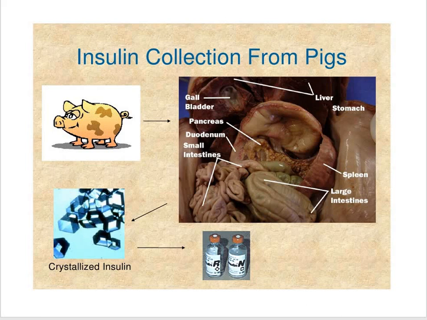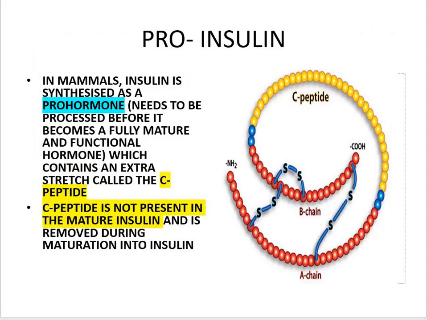So, before we understand how this insulin was produced, let us see what exactly is the molecular nature of this insulin. Now, in mammals, insulin is synthesized as a prohormone. Now, what is the meaning of a prohormone? Prohormone is the immature insulin, which needs further processing so that it behaves like an active hormone. Now, what is the molecular nature of this prohormone or proinsulin? You can see it in the image shown here.